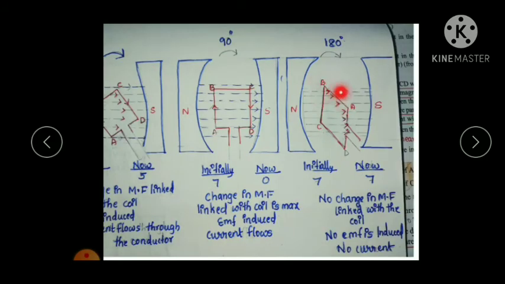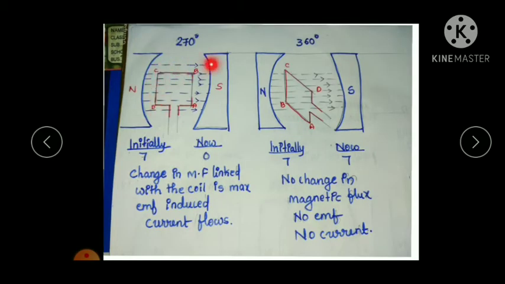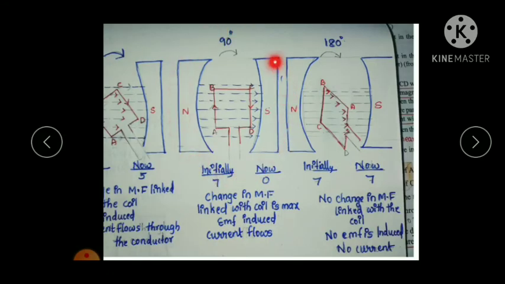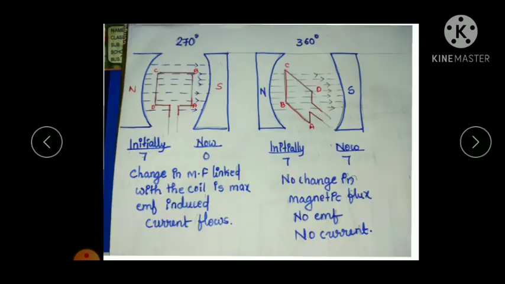This AB comes to this side and CD comes to this side. So here you can see DC BA. Now this armature coil is parallel to the magnetic field lines. At this stage you can see no magnetic field lines are passing through this armature coil. That means this stage is same as the stage of 90 degree. So at this stage no magnetic field lines pass through the coil.